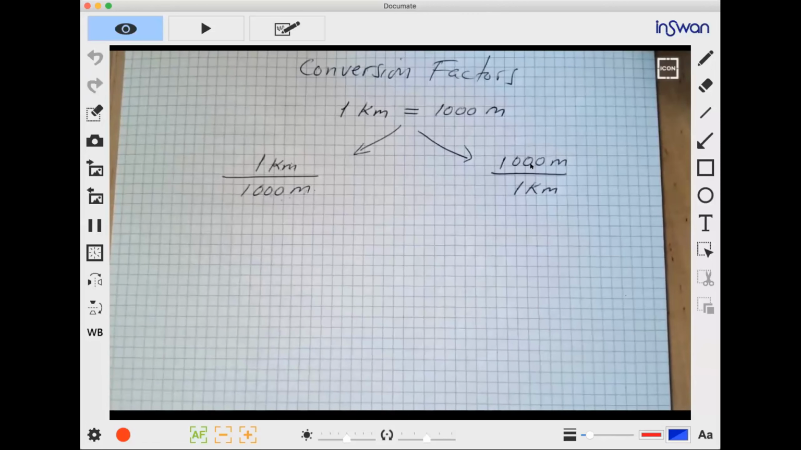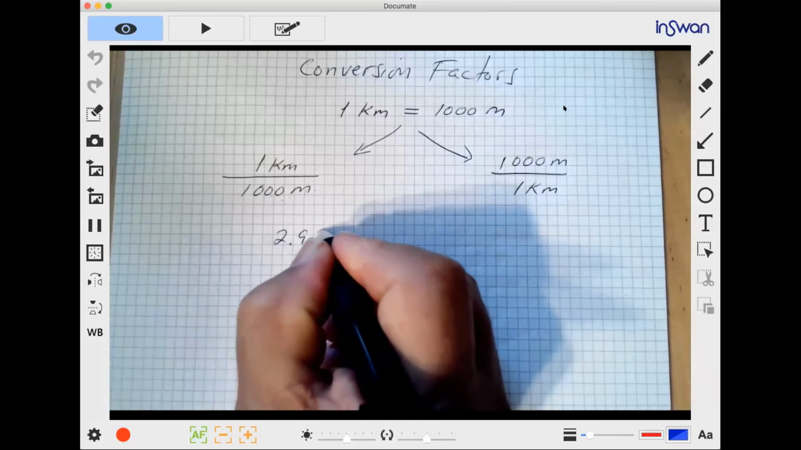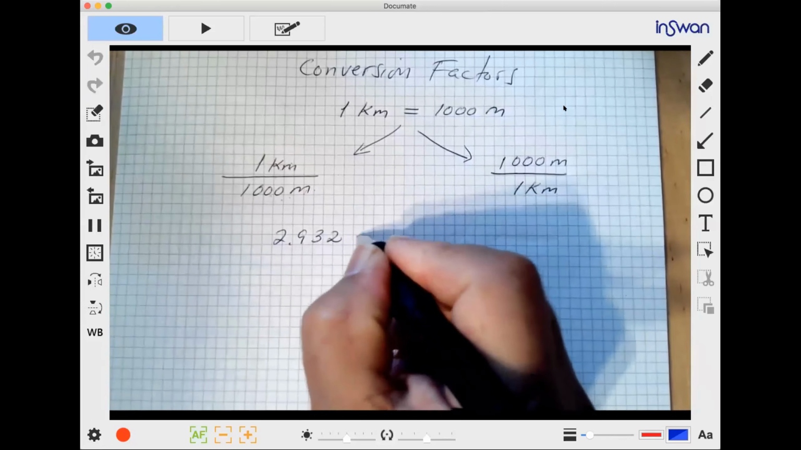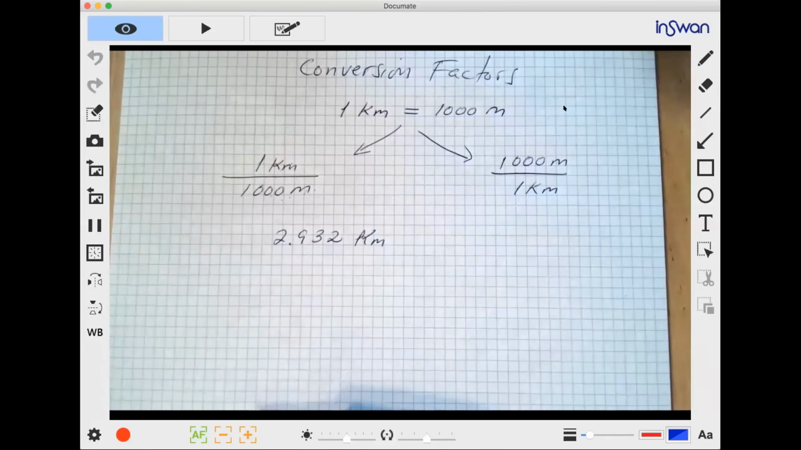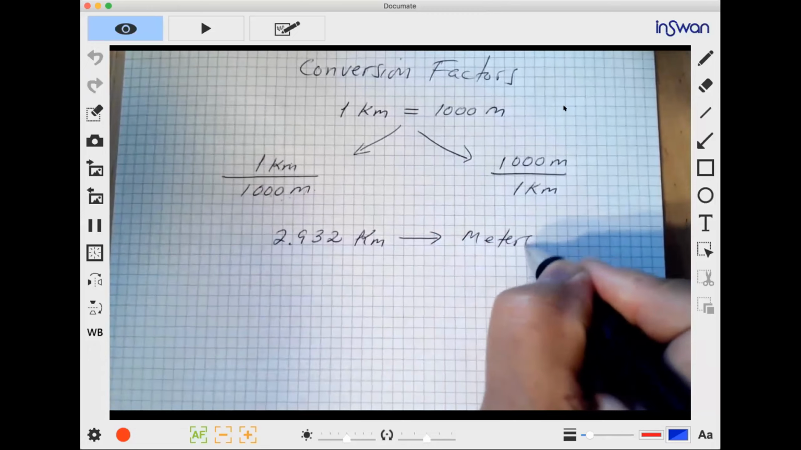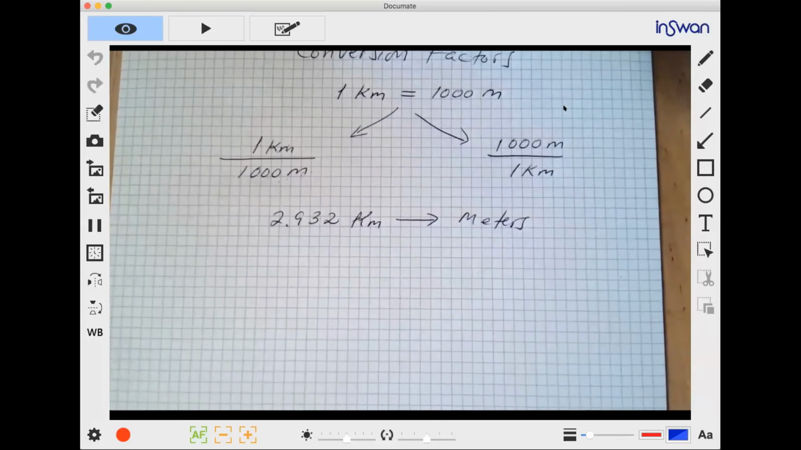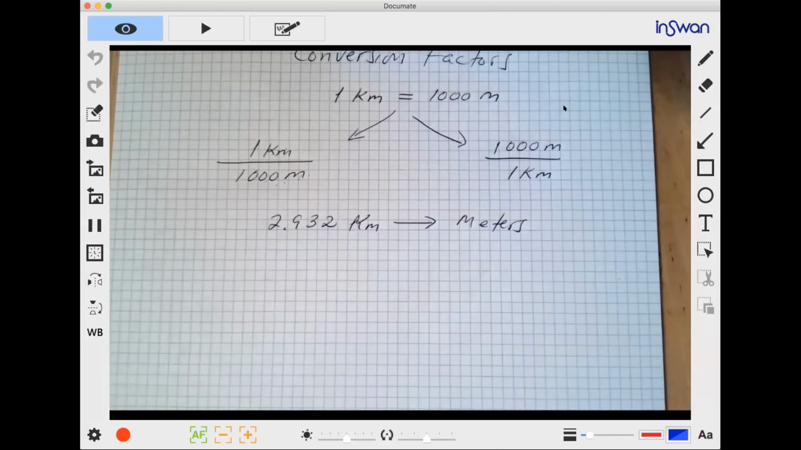Now, how do we use these conversion factors? Well, let's say that we have the task of converting 2.932 kilometers to meters. That's the question that we want to answer. Now, obviously, in this case, it's quite straightforward. For some of you, it's going to look really simple, but we're going to do the process anyway.